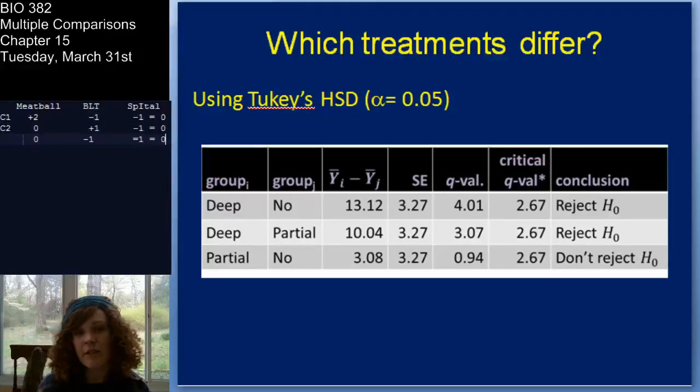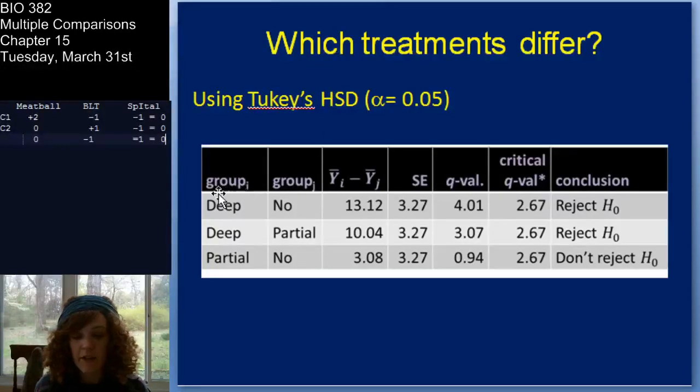False discovery rate seems to be getting more common, but Tukey's is what you're usually going to see and what you're usually going to run and what I'm going to teach you to run, okay? All right. So this will actually really help you when you're reading papers, because sometimes people will come to me with graphs and they'll say, well, what do the letters mean? Well, you're about to find out.